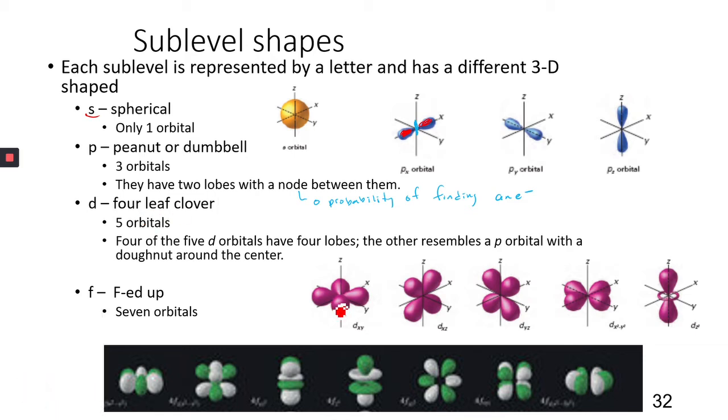Then you have the D, here's the D's down here. They look like 4-leaf clovers, and they are each oriented on the different axes. And then the last one looks a little weird. And this one they kind of call a donut because of this ring here. So there are 5 D's, 3 P's, and 1 S. And the last one is the F, which is very complicated. And there are 7 of those orbitals. Here is a picture of it, and you can see how it could get very confusing. They don't even have a picture of it in your book. I had to get that off the web.